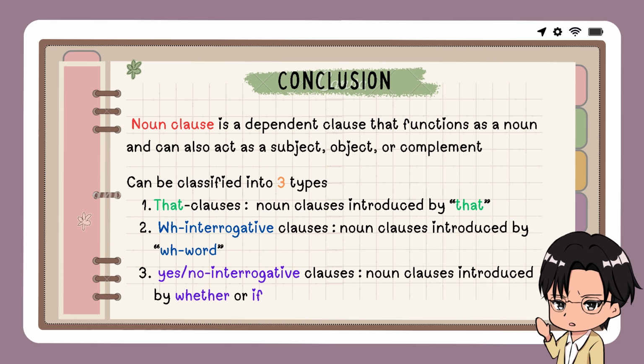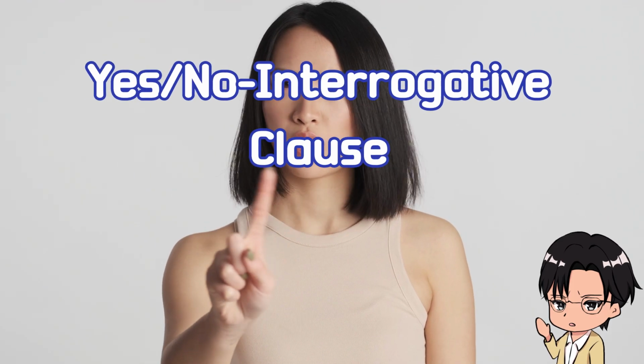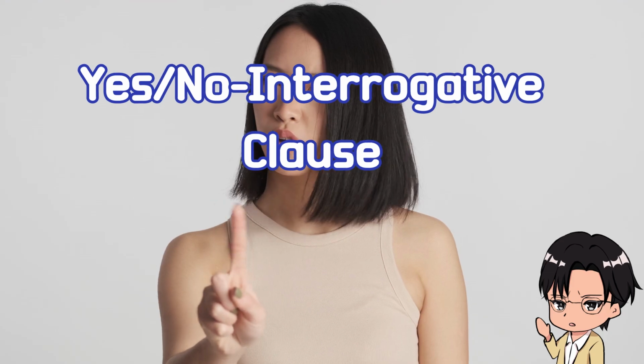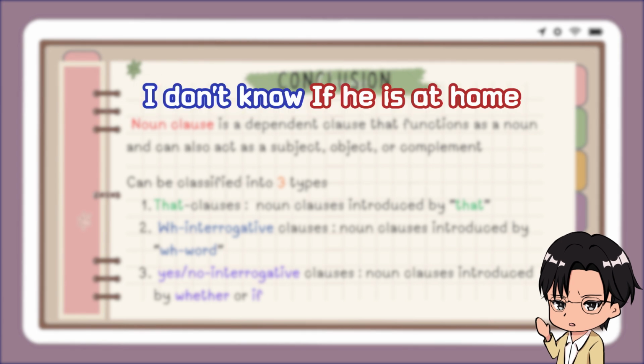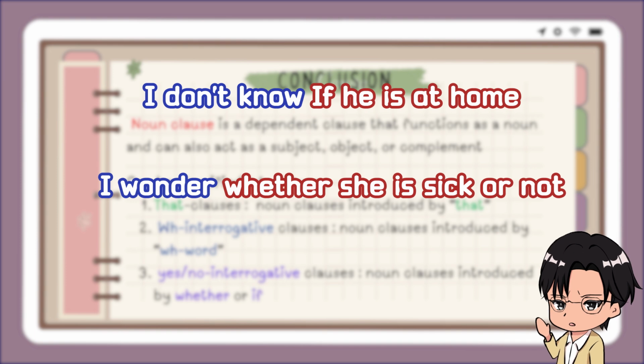The third one is the yes/no interrogative clause. It is a noun clause introduced by whether or if. For instance, I don't know if he is at home. I wonder whether she is sick or not.